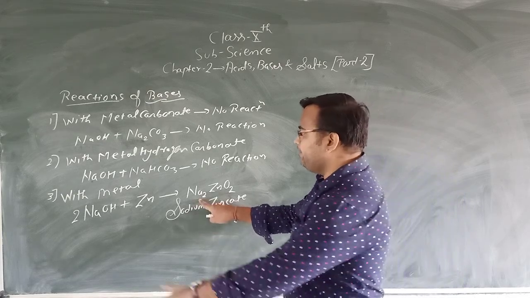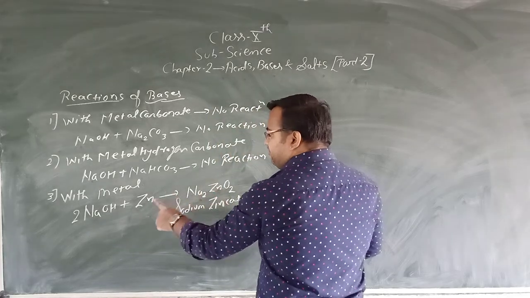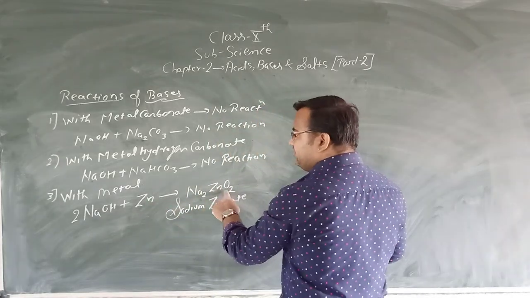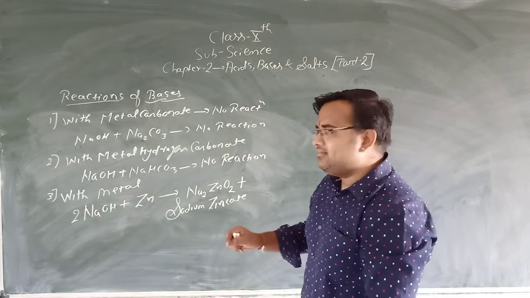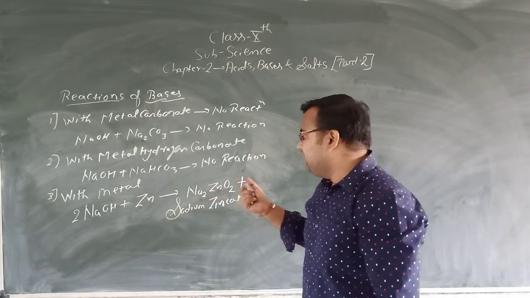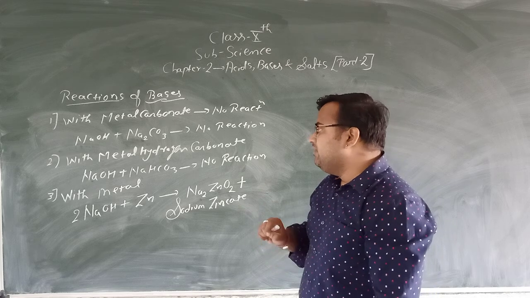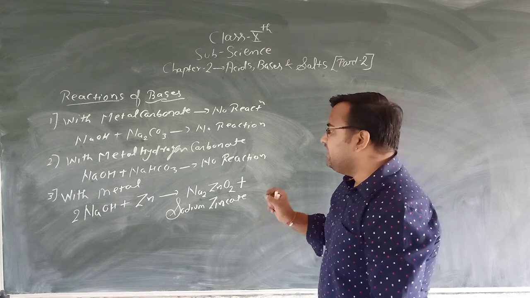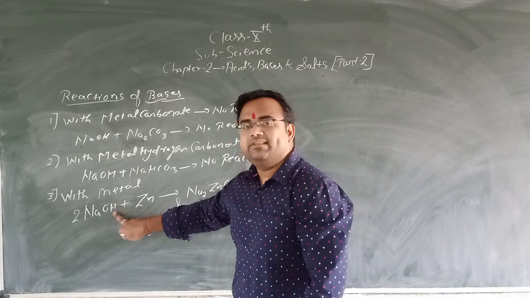See, 2 Na, one zinc, two oxygen. Now can you tell me what is remaining on the left hand side which is not written on the right hand side? If we see carefully, we will come to know that hydrogen is remaining on the left hand side.